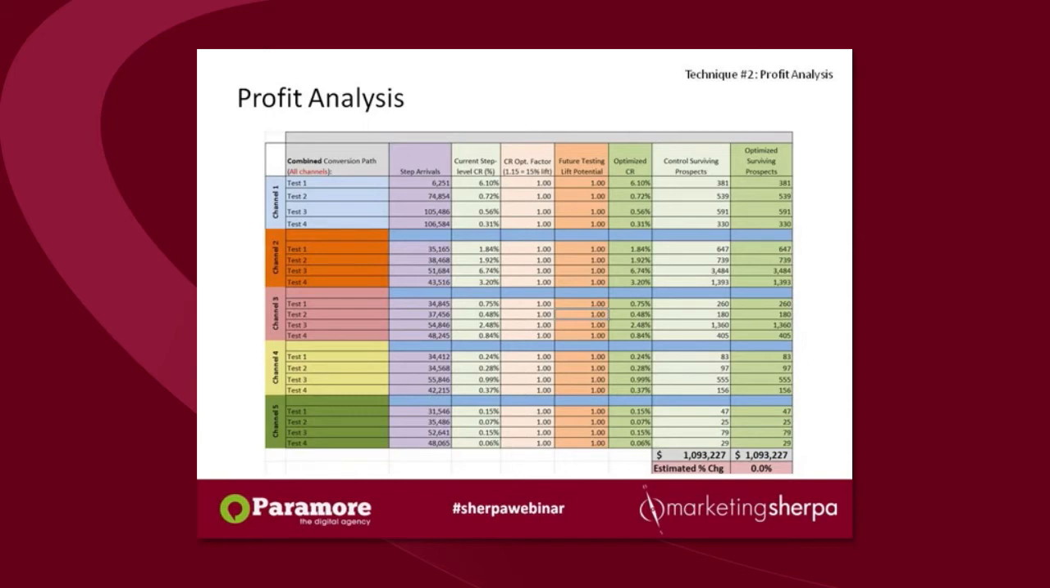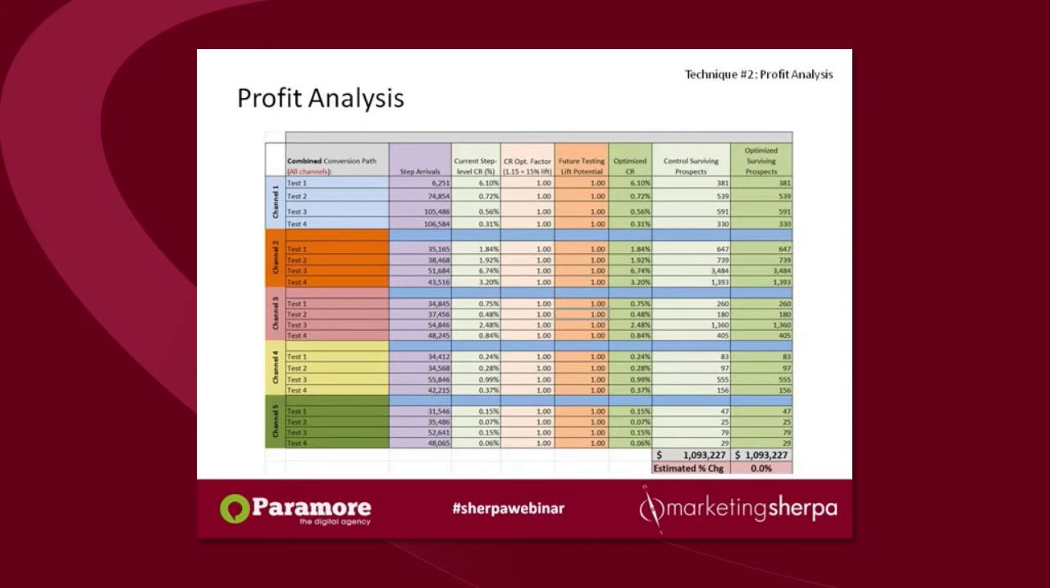So the way this works is we have the current step arrivals, the current conversion rates, our lift factors, and that leaves us with the surviving prospects. And then you can get up with your financial teams, your accounting teams, to figure out the average value of a customer and use that to calculate the increase in the bottom line. So this one's set at 0, as if we did nothing and made no changes.